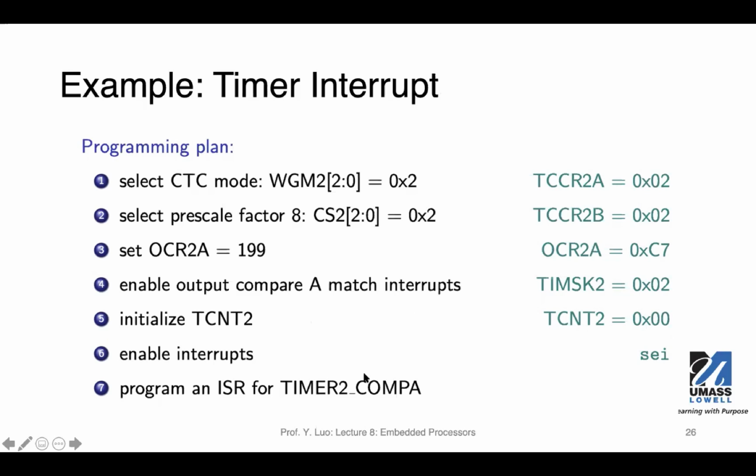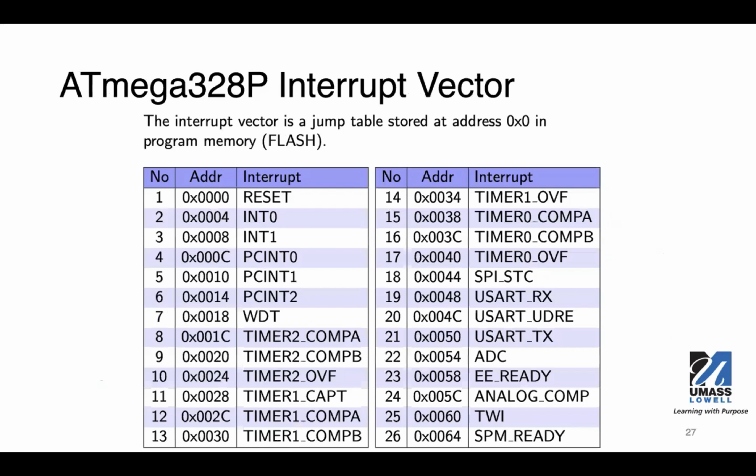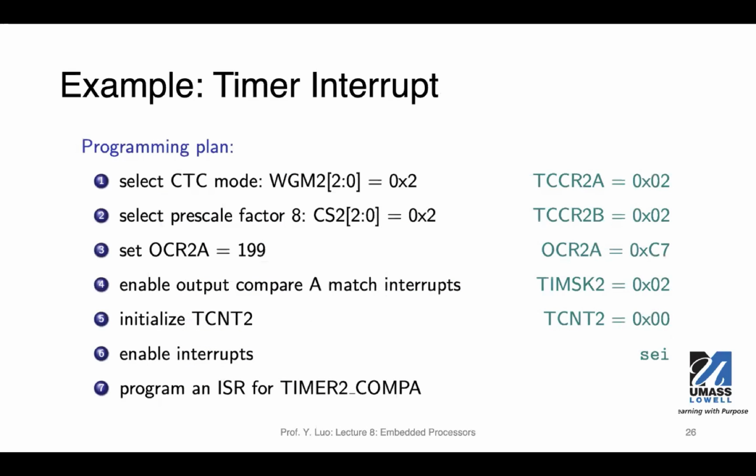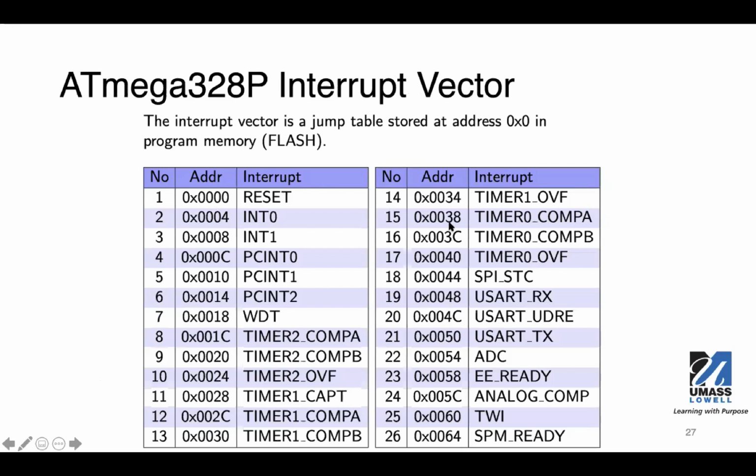Of course, you need to have an ISR, interrupt service routine, for this particular interrupt. This is one of the interrupt vectors that you see in the table earlier. By the way, this is comp A, so timer comp A, so that's this one. So here is the address for this vector, and here you will find a jump instruction. You're jumping to the interrupt service routine that you define somewhere else in your program.